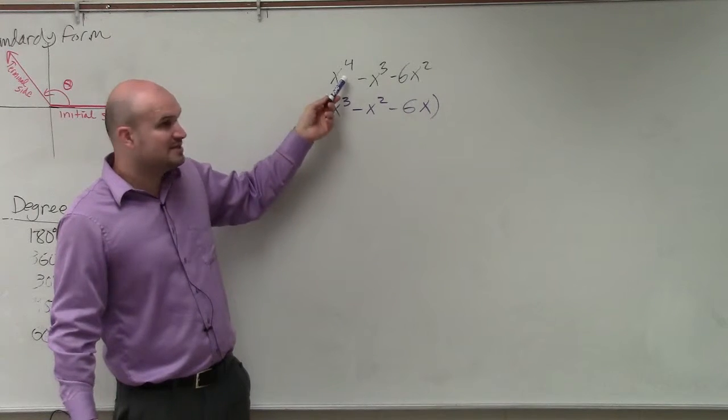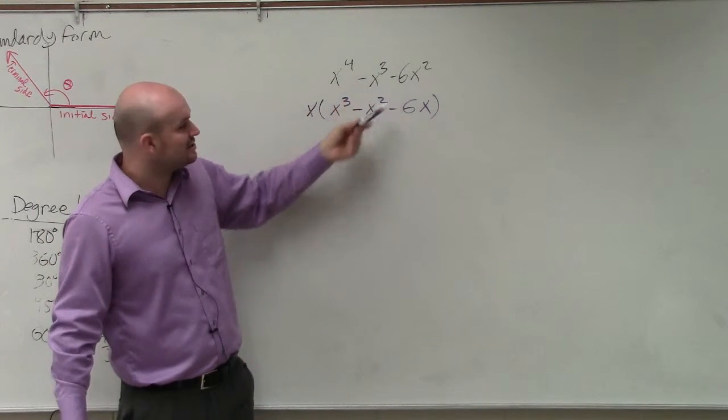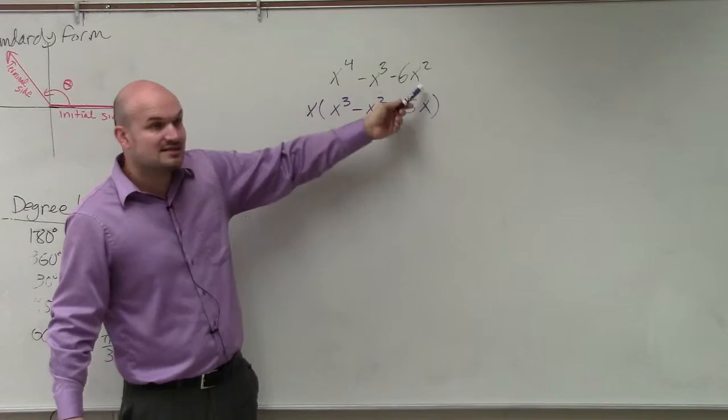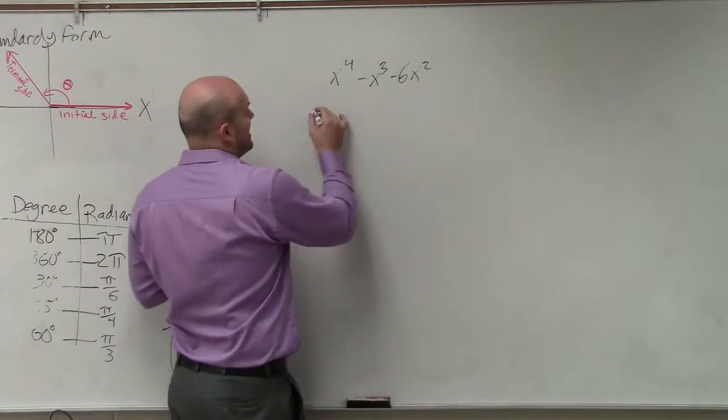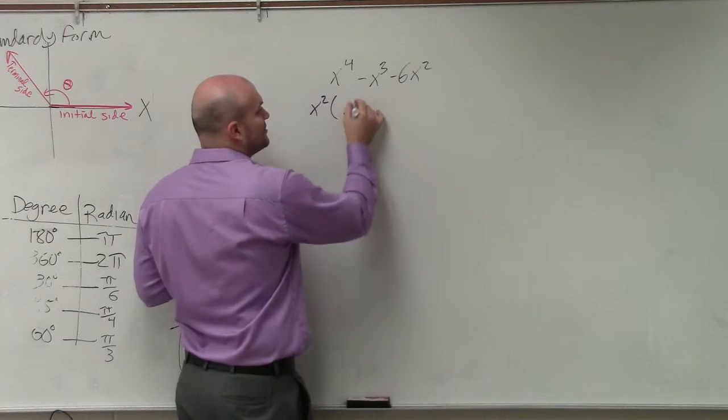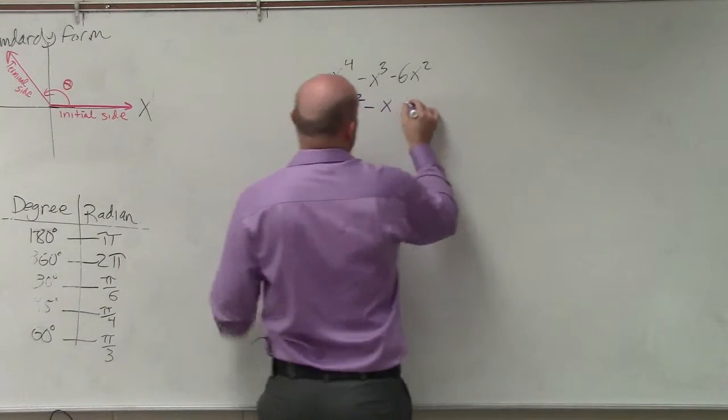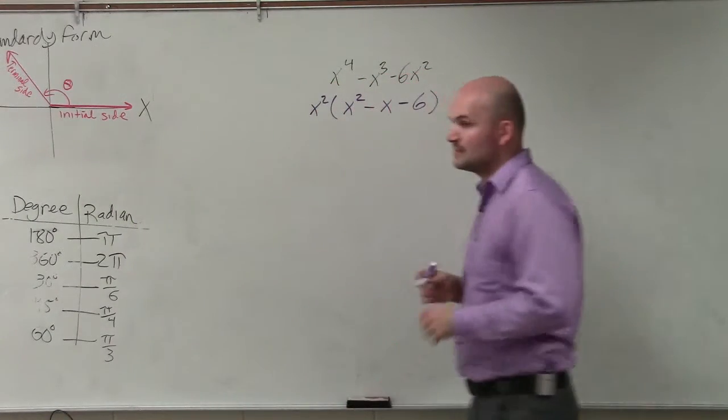x times x cubed is x to the fourth. x times x squared is x cubed. x times negative 6x is negative 6x squared. But what we want to do is factor out an x squared. When factoring out x squared, I'm left with x squared minus x minus 6.